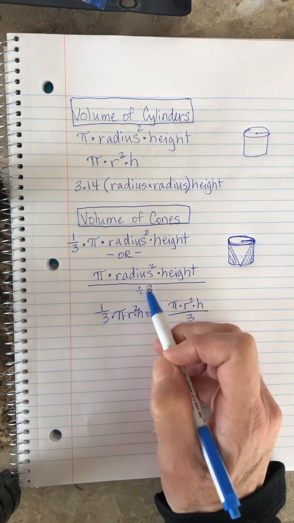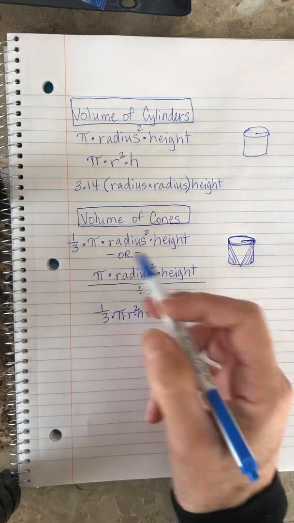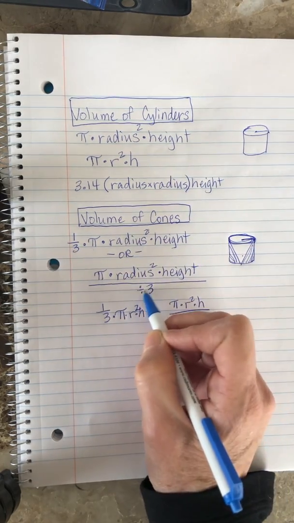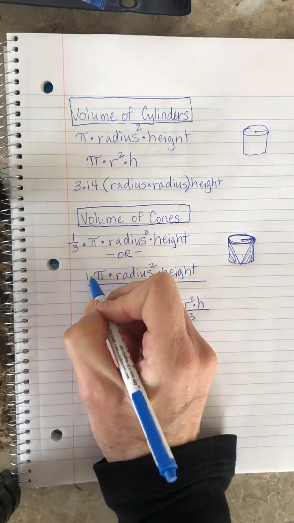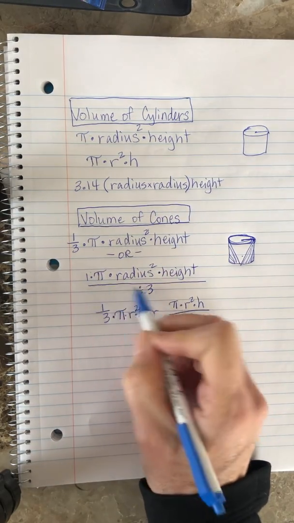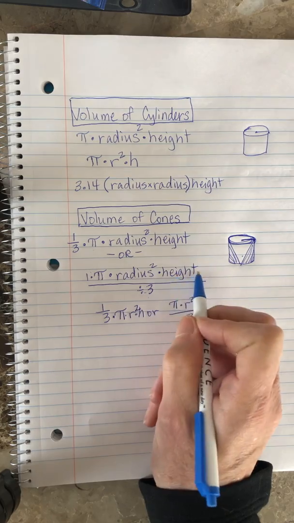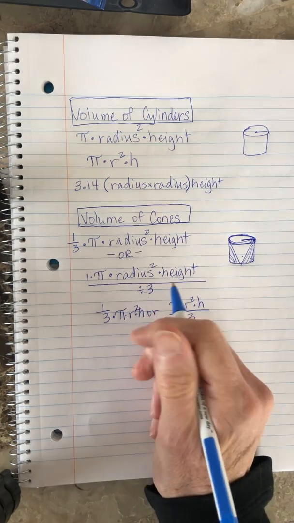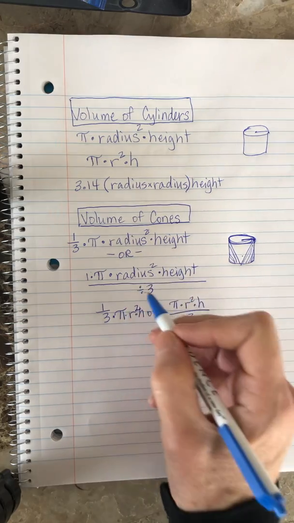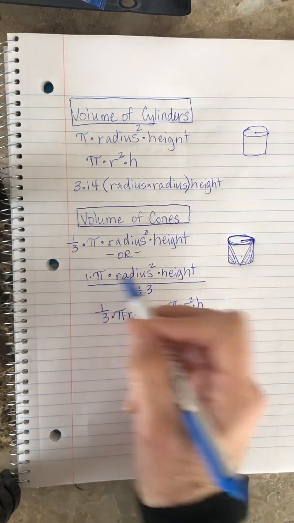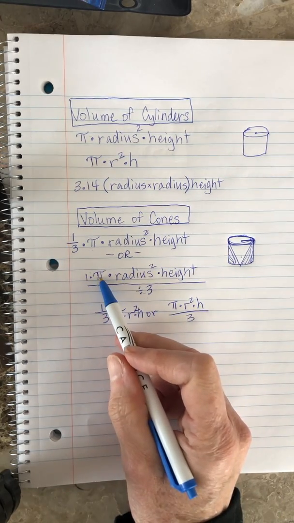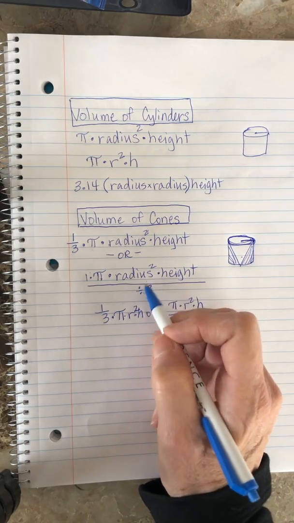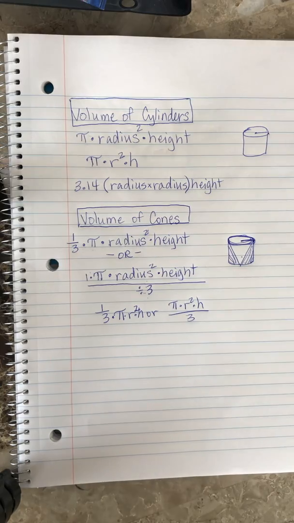So you get the same answer, because technically 1 is in the numerator, 3 is in the denominator of a fraction, and all of this is in the numerator. I've probably already confused a ton of kids. Just ignore me, but some of you get it. But the point is, I like to calculate pi times r squared times height, all divided by 3. All right, enough talking.